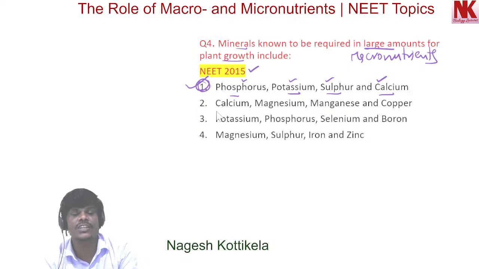Here the second option is wrong because copper and manganese are not macronutrients. If we check the third option, potassium, phosphorus, selenium, boron, these are not macronutrients. If we check the other, magnesium, sulfur, iron, zinc. So here iron and zinc are not macronutrients. So the most appropriate option, that is phosphorus, potassium, sulfur, calcium, these are macronutrients. They are required by plants in large amounts.